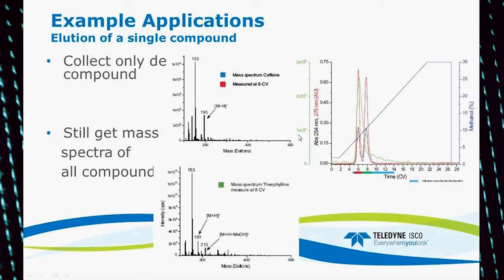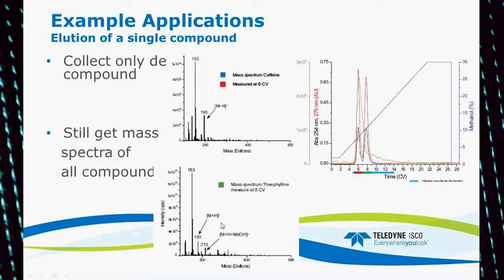So from this, we can click on this in post-run. We can click in this area here and get the mass spectra that's displayed here. We can click in this area here, and we can actually get the mass spectra shown down here. So even though we don't see a peak for theophylline, we actually see the mass spectra at that point in time, and we can determine that it's theophylline.